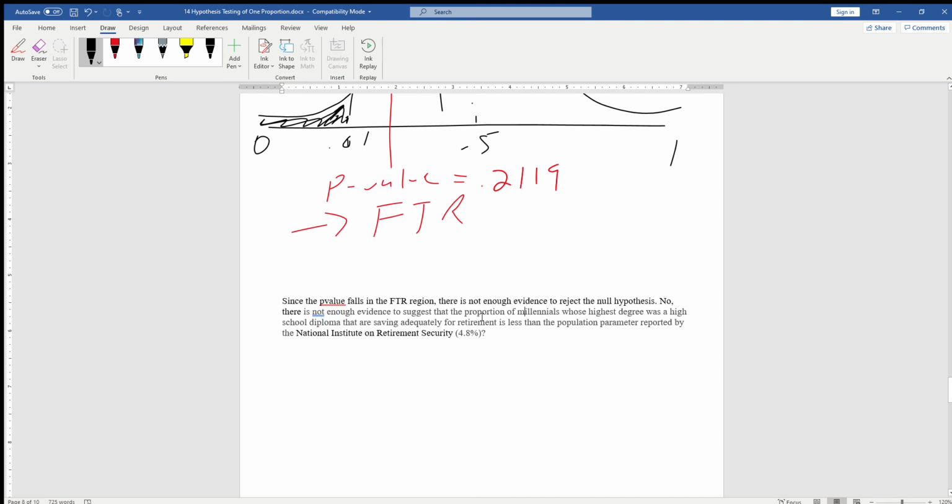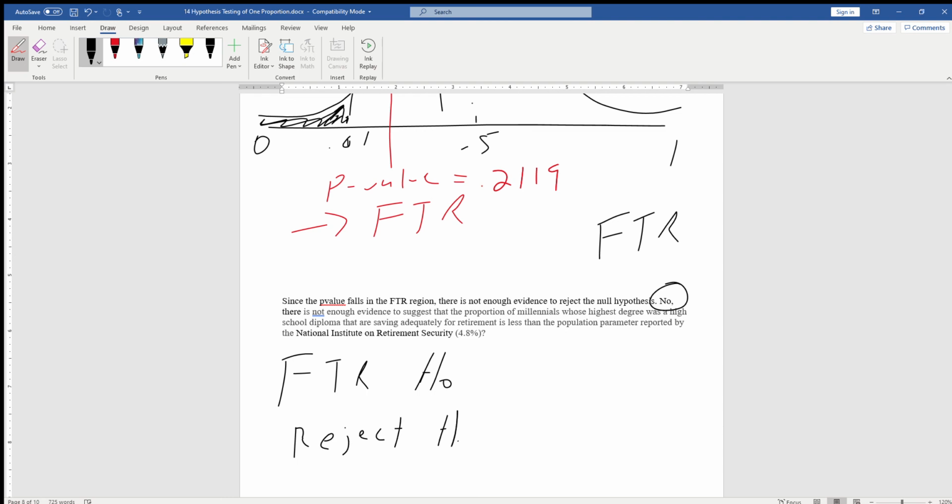Essentially, if you get an FTR, the answer to the question is just no. Every time you get a fail to reject, the answer to the question is that there is not enough evidence to suggest that the alternative is true. So ultimately, we fail to reject the null hypothesis, and we reject the alternative hypothesis.